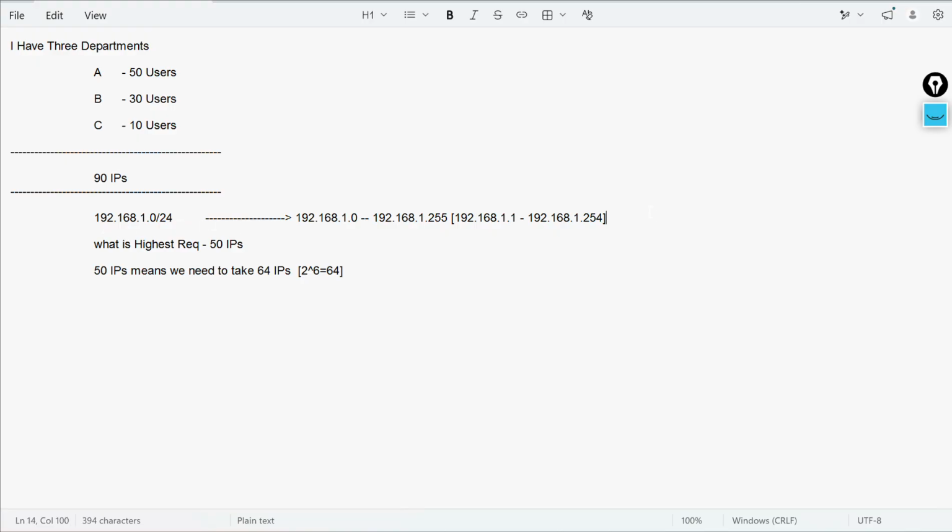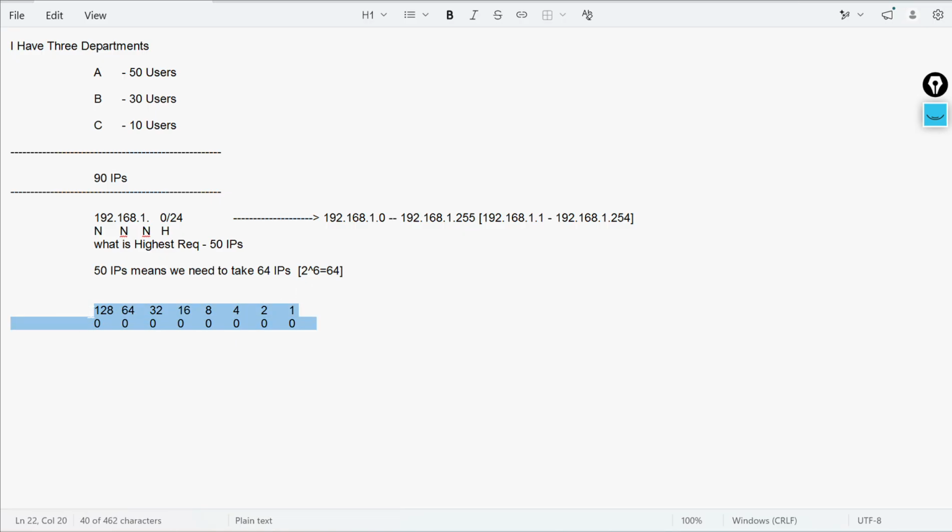Now this is the class C network, right? Class C means this is the network portion, this is the network portion, this is the network portion. The last portion is the host portion. Now in the last portion, we have 8 host bits: 1, 2, 3, 4, 5, 6, 7, 8. First we need to open these bits. This is 128, this is 64, this is 32, this is 16, this is 8, 4, 2, 1. First we need to write like this. This is the fourth portion. Remember this point.